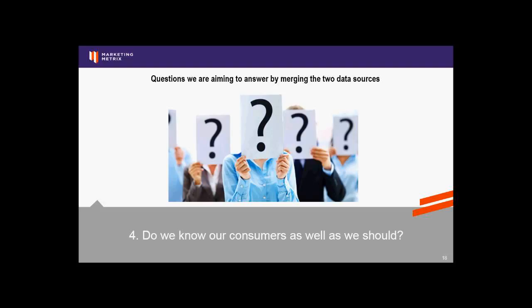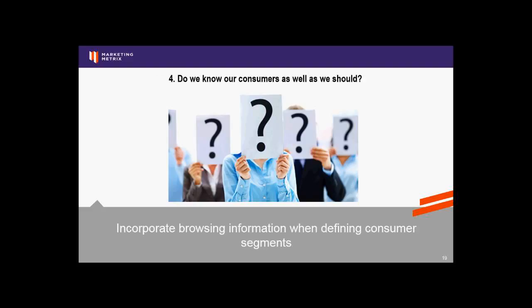Fourth, do we know our consumers as well as we should? Consumers are willing to share information with us if we use it to give them an advantage. The simplest example of this is a consumer clicking the permit button on a website when stated that cookies are being used. They are actively telling you they want to be understood better.